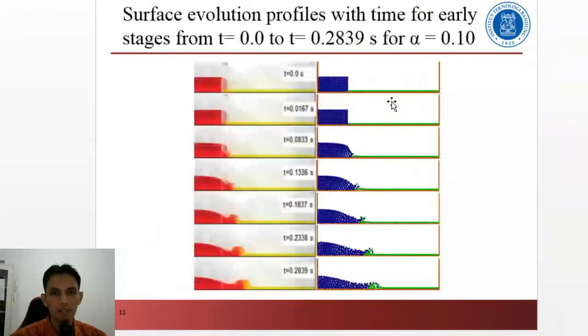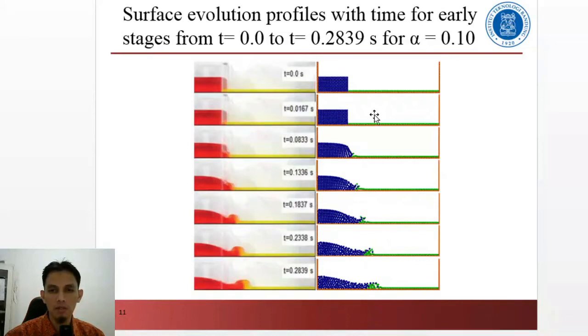Okay, as for the result, we start with the case of alpha 0.1. This figure is from the experiment. These are the 2-dimension simulations. As we can see, once the gate in between is removed, the water from the reservoir starts to push water in the downstream, and water from the downstream starts to resist, and the wave starts to form. So you can see here, it starts to build up, and starts to move with velocity.